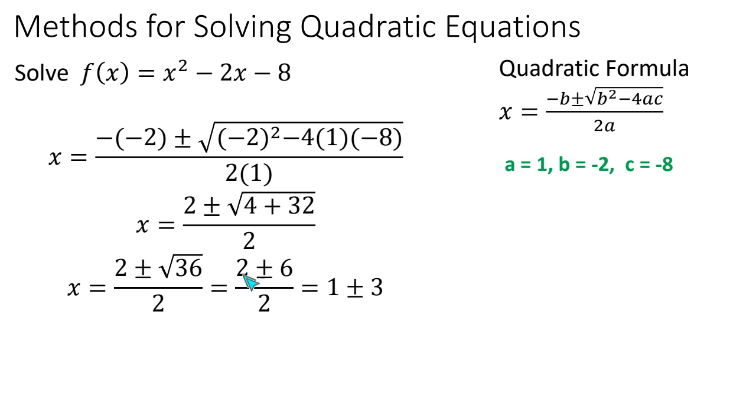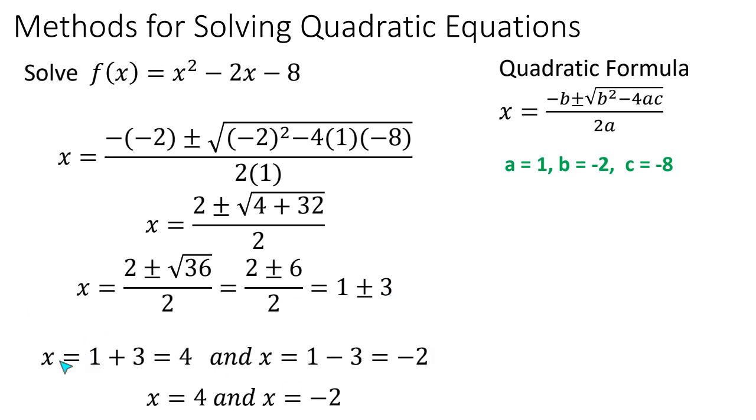If I divide 2 by 2, I get 1. And 6 divided by 2 is 3. So my two answers will be x is equal to 1 plus 3, which is 4, and x is equal to 1 minus 3, which is negative 2. And so those would be my zeros. Okay.